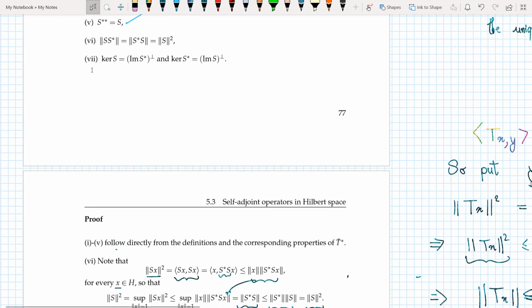Now the seventh one is an interesting one. I start with the kernel of S is equal to the perp of the image of S star. So by kernel of S, I mean all those elements in my space, all those x belonging to H such that S of x is equal to 0. So I want to prove that they belong to the image of S star perp. And the kernel of S star is equal to the image of S perp.